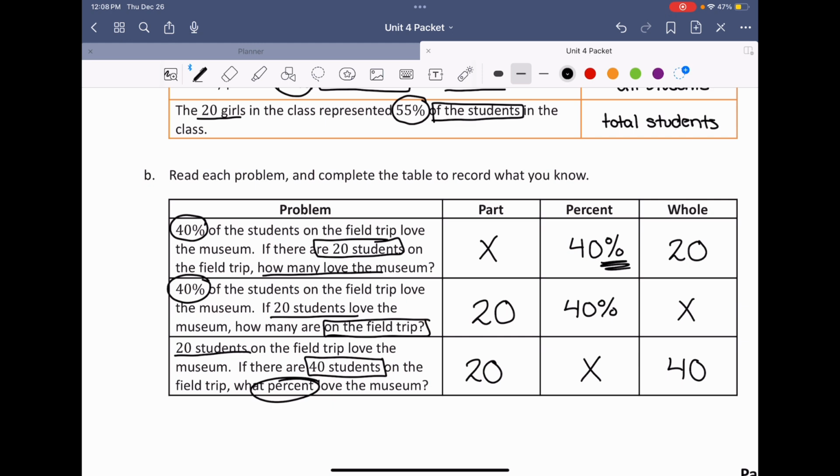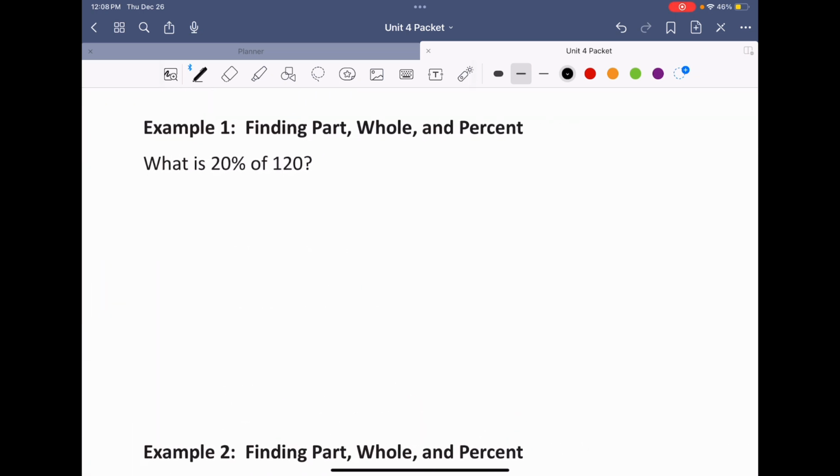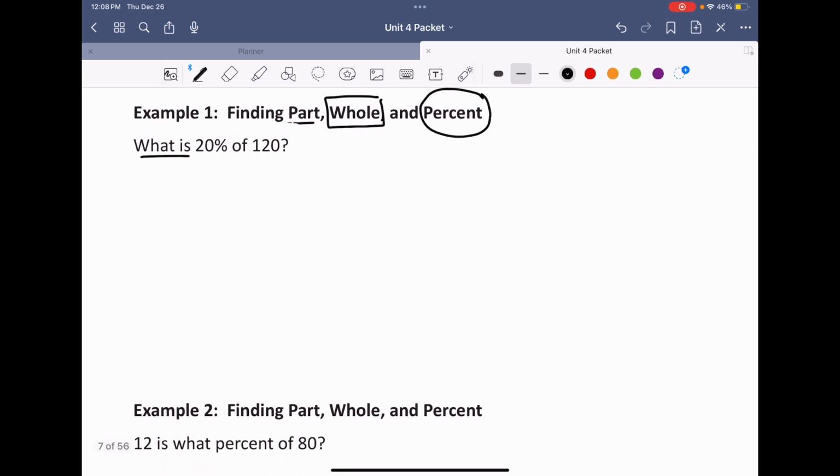All right, let's go to the next page. So now we're going to actually use part, percent, and whole to find missing pieces. So it says, what is 20% of 120? So remember, we're going to underline the part, box in the whole, and circle the percent. What is 20% of 120? So let's write our formula. Part equals percent times the whole.